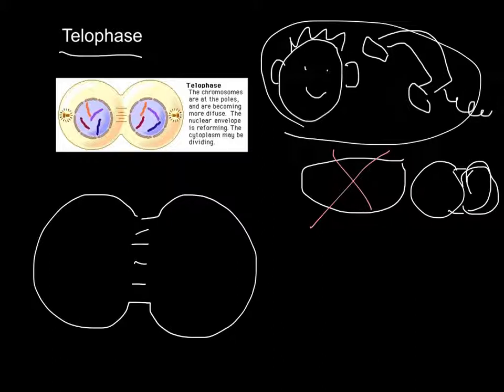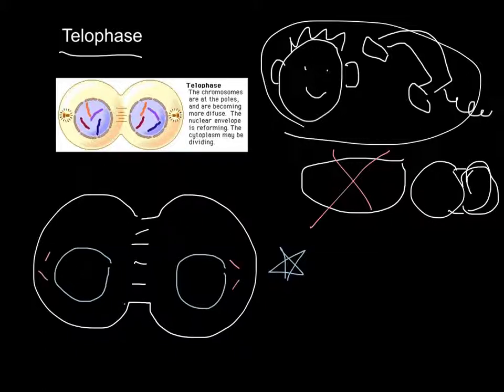Here is very important. I'm going to put a star. This is important. Remember this. What defines telophase is now that the nuclear envelope is starting to form again. This is the most important thing. We have our centrosomes on either side, and then in the middle we have our chromosomes within our nucleus.